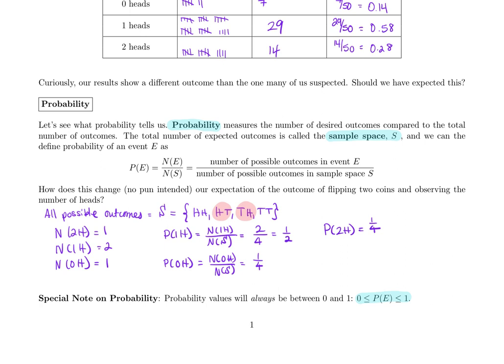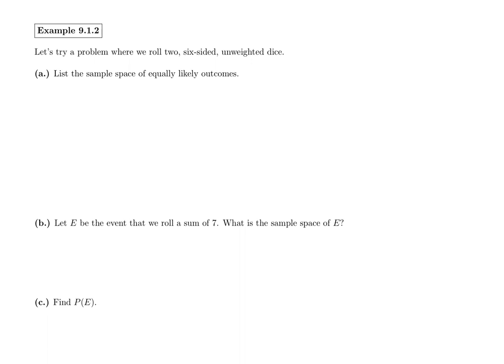Yes, it can be 0. Yes, it can be 1. A sure event is 100%. An impossible event is 0%. So we do have those possibilities. That's why our probability is between 0 and 1 and includes 0 and 1. Let's switch from coins to dice.